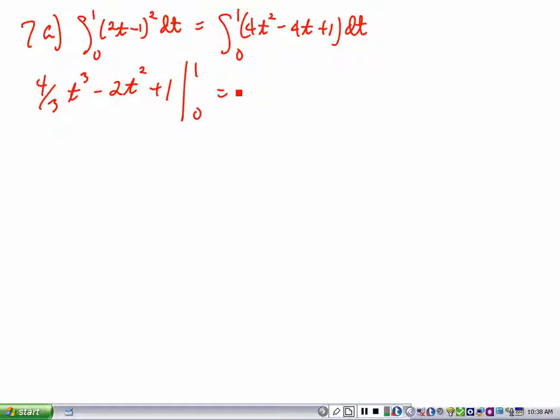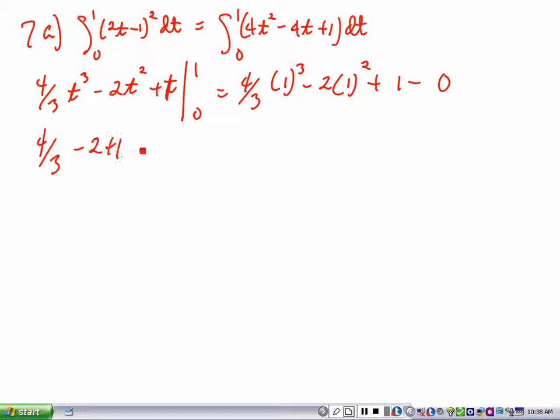We plug in t equal to 1, so we get 4 thirds times 1 to the third minus 2 times 1 to the second plus t evaluated at 1, that's just 1. Then it's minus all the terms evaluated at 0, it's just 0. So we get 4 thirds minus 2 plus 1, that's 4 thirds minus 1, and that gives us 1/3. Part B.